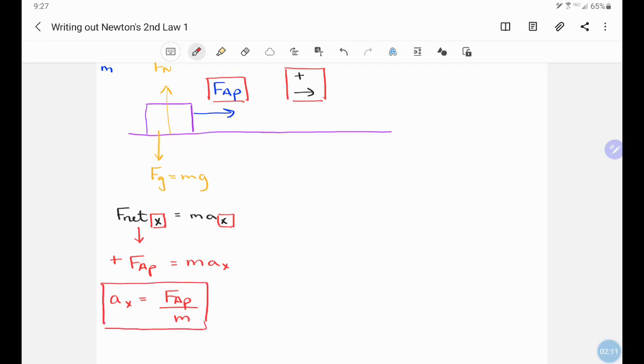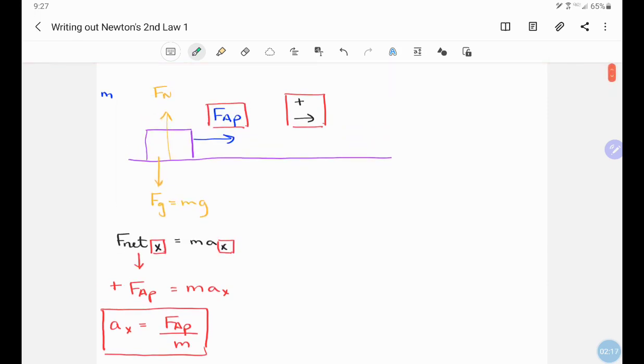Now, this is going to feel like pulling teeth, but I want to also write out F net in the y direction. Now, we are told this box is moving horizontally. It is not moving vertically. Therefore, I know that v is 0. As a result, a is 0. So this v is vertical and this a is vertical. What that means for me is that this term becomes 0.